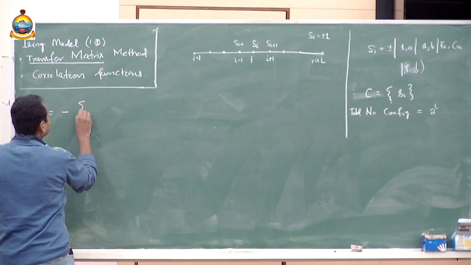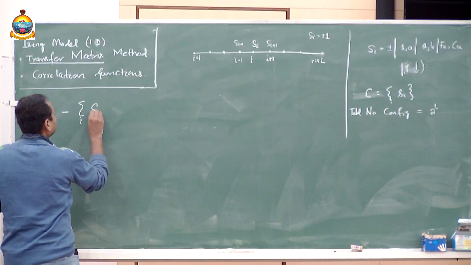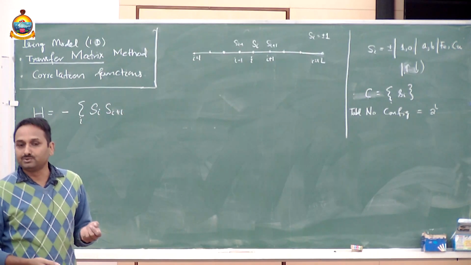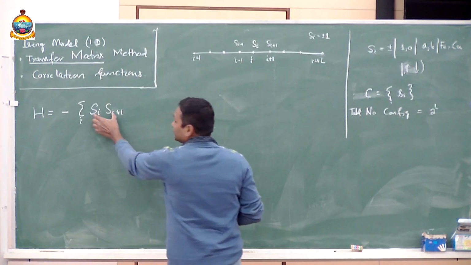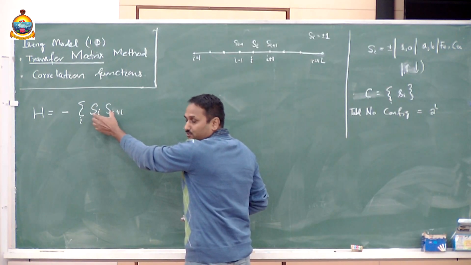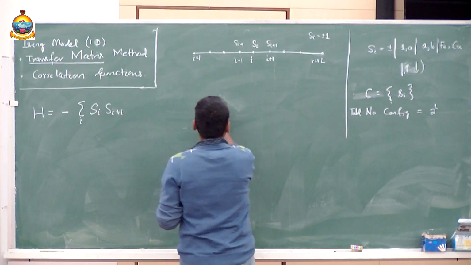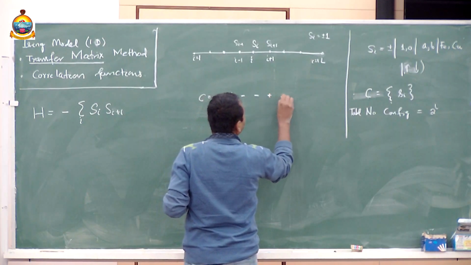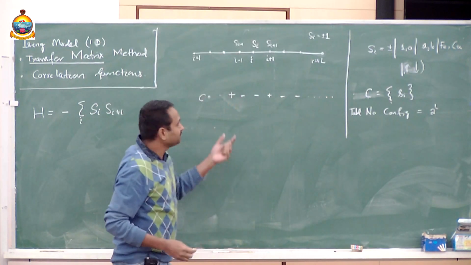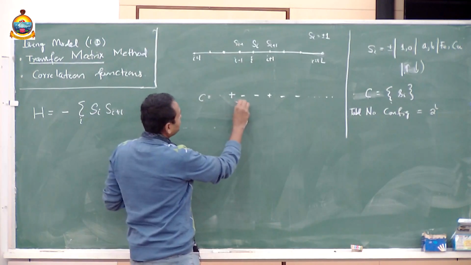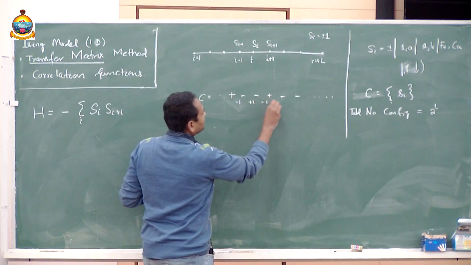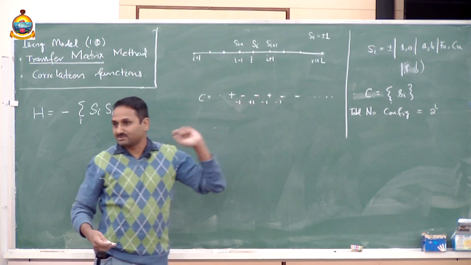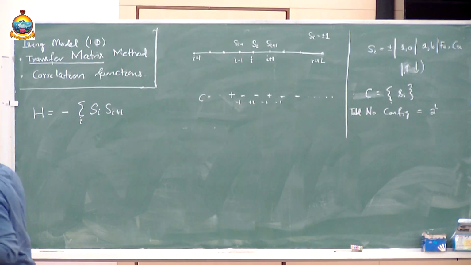So minus summation over i of S_i S_{i+1}. Okay, that's my interaction. So what you do is you take the product of 2 consecutive sites. Basically, if you take a configuration, for example plus, minus, minus, plus, minus, minus, something, then for plus 1, minus 1, plus 1, minus 1, minus 1, like that, you are summing the products. So minus 1, plus 1, whatever it comes up to, that becomes the energy, the Hamiltonian.